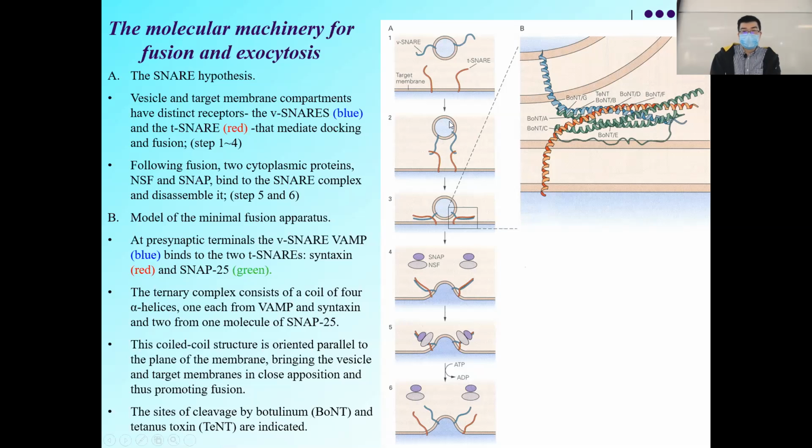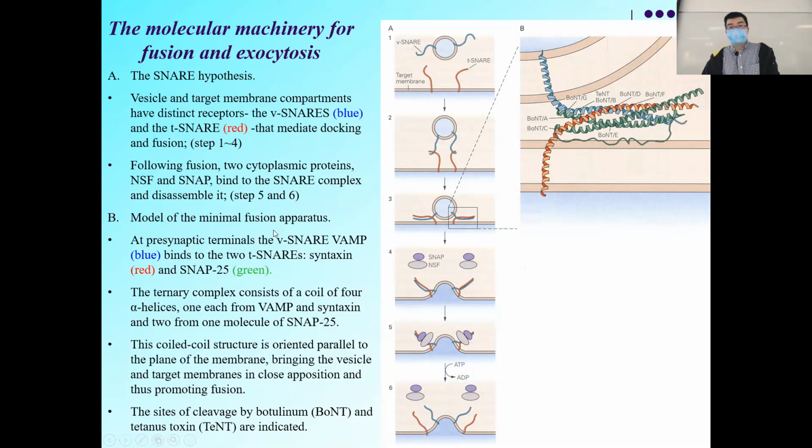But this one is specific to the synaptic terminal. There are different v-SNAREs and t-SNAREs depending on which system. Here we are talking about the one at the synaptic terminal. So those are the two SNAREs, in four steps. Following the fusion of the two membranes, the cytoplasmic membrane and the vesicle membrane, some proteins, for example so-called NSF and SNAP, will bind and disassemble the structure. We will talk about how that is done.